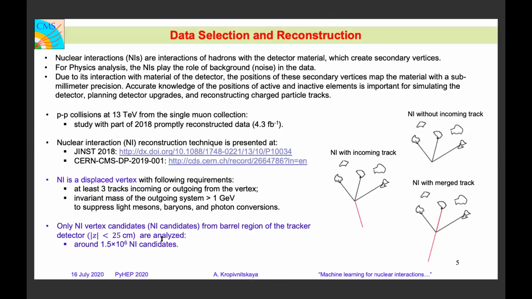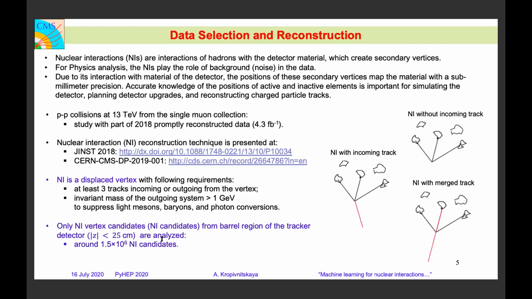So what are nuclear interactions now? It's an interaction of hadrons with detector material which creates secondary vertices inside of our detector. For physics analysis, nuclear interactions play the role of background or noise in the data. But due to the interaction with the material of the detector, the positions of these secondary vertices map the material with sub-millimeter precision. And accurate knowledge of the positions of active and inactive elements is important for detector simulation, for planning detector upgrades, and also for reconstructing charged particle tracks.